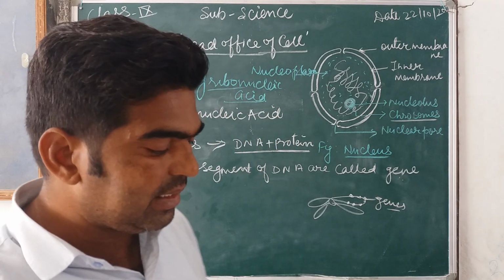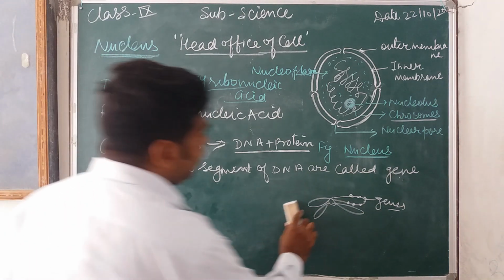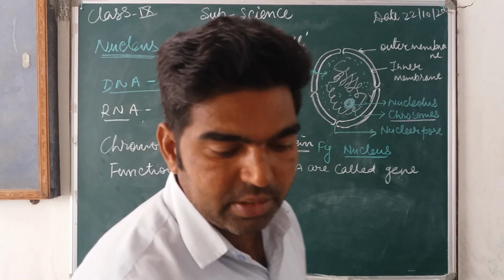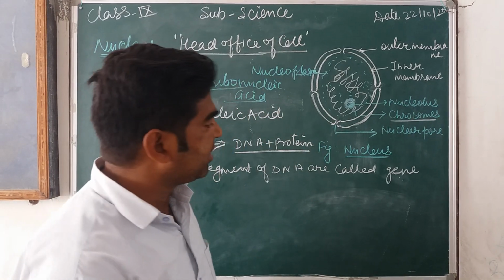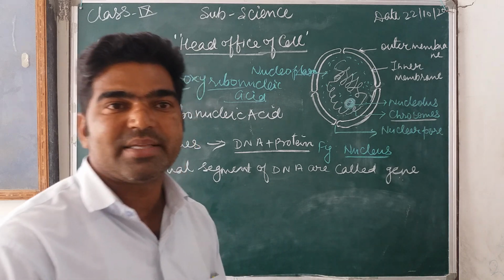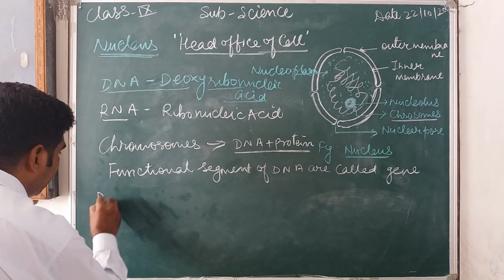It plays a very crucial role for the cell division. Now next, on the basis of the development of the nucleus, the organisms or the cell can be classified into two categories, that is prokaryotic and eukaryotic cell.